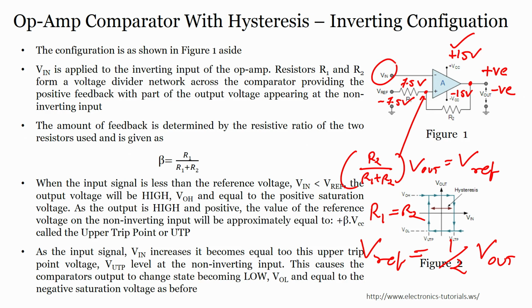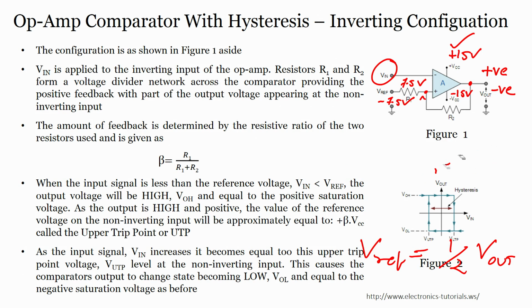So, my input signal should exceed this value, and only then will I see the change. My input signal should exceed this value, otherwise it will remain in this particular condition, right. So, let us see whatever I have told here, whether it makes sense from the text or not. Let us see.